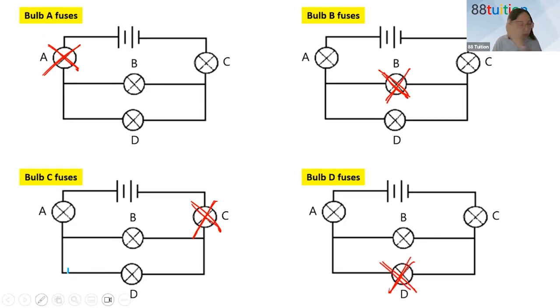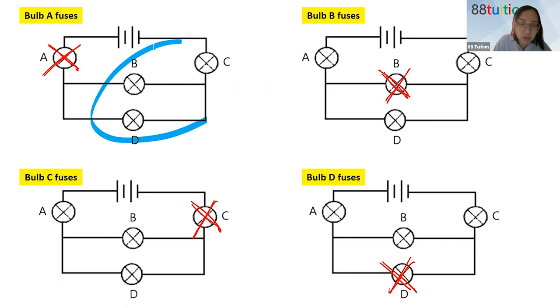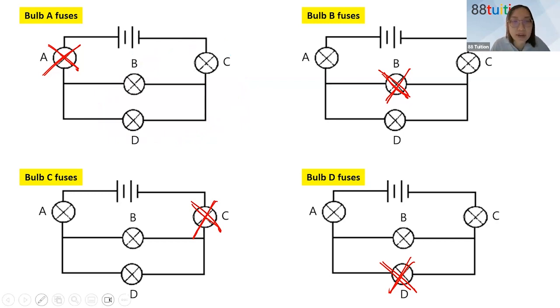I'll use blue. Now, if bulb A fuses, is there any closed circuit? Can everybody type into the chat? Is there any closed circuit? Or rather, you can tell me bulb B, C, D, which bulb will light up? If A fuses, B, C, D, which one will light up? Good job, Kaihan. Good job, Jiaping. The rest of you? So if A fuses, you will realize that actually none of them, no bulb will light up. So no bulb lights up.